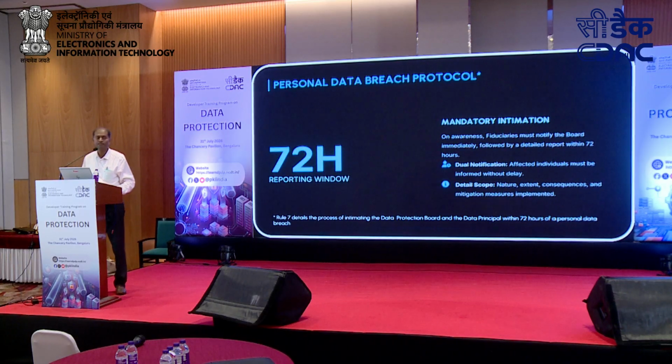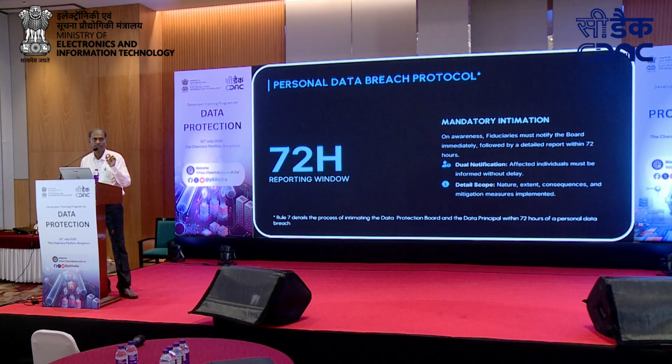The reporting window for the data fiduciary in case of any breach is 72 hours. So within 3 days they should report it. The main point here is that fiduciaries should notify the Data Protection Board immediately, within 72 hours, if there is a personal data breach. We call it a breach only when there is a personal data breach. Otherwise, it's a security incident. So there is a dual notification.